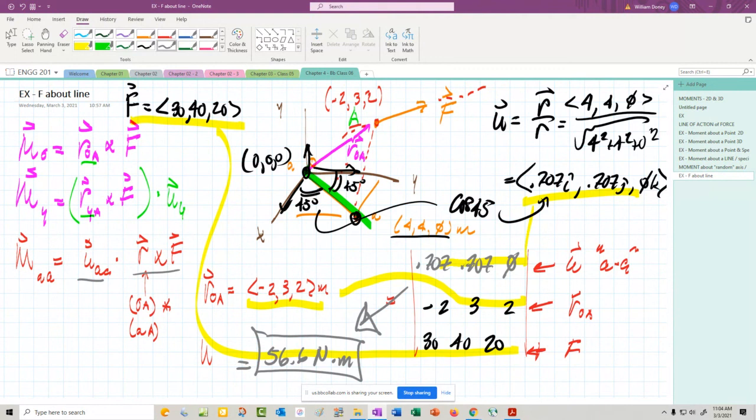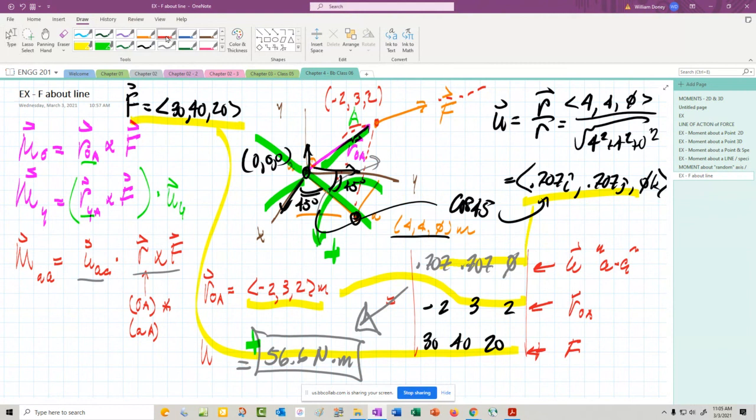Now, it looks as if that force should be pulling that way. But based on our answer, 56.6 is a positive number. So this force line of action must go underneath that AA axis to give us rotation that way, because that's the plus direction. Okay? That gets our answer.